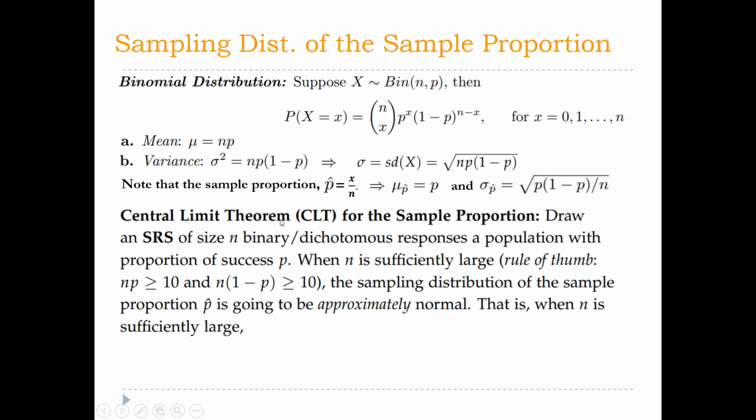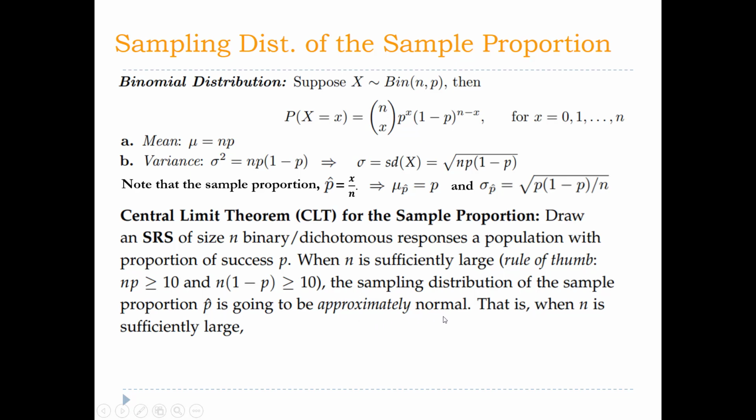And there is a central limit theorem for the sample proportion. If you draw a simple random sample of size n, with binary or dichotomous responses, from a population with a proportion of success p, when n is sufficiently large, the rule of thumb they like to use is that n times p is at least 10 and n times 1 minus p is at least 10, the same conditions I had before where we approximate the binomial using the normal, then the sampling distribution of the sample proportion p hat is going to be approximately normal.